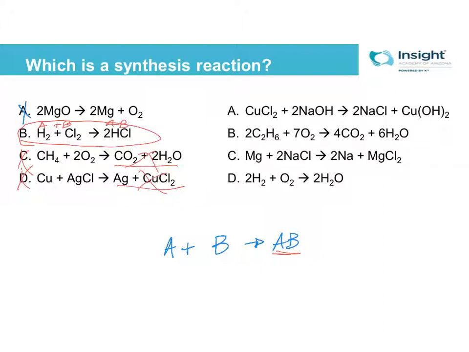So in the next one, let's see. Everything in here has two reactants, so I can't use that to narrow things down. But if I look at my products, these first three have two products. It's this last one that is the only one that fits this. A plus B makes AB.